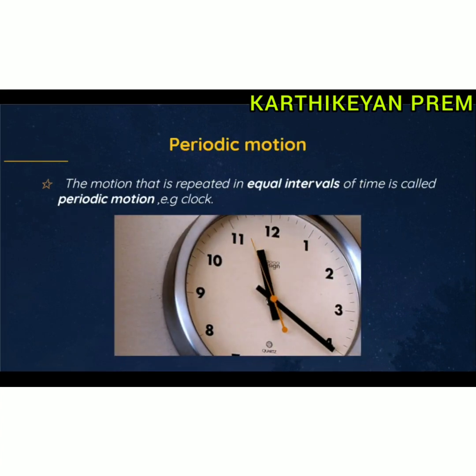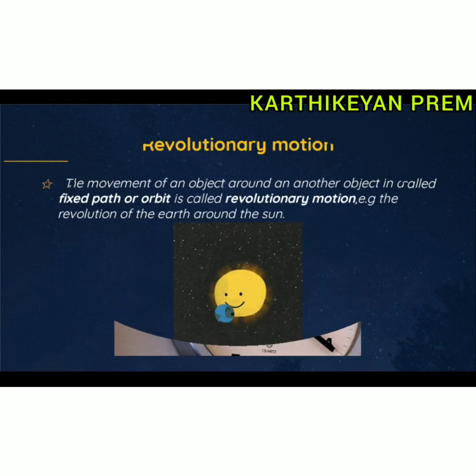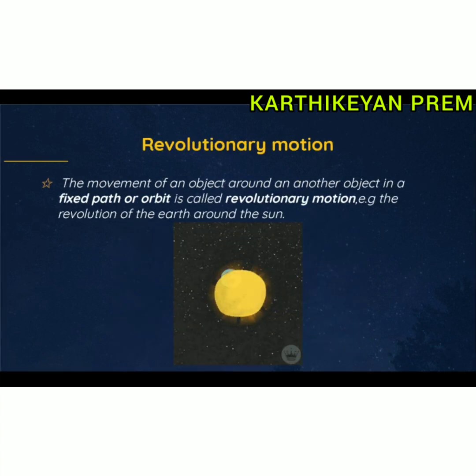Periodic motion: the motion that is repeated in equal intervals of time is called periodic motion. Example, a clock. Revolutionary motion: the movement of an object around another object in a fixed path or orbit is called revolutionary motion. Example, the revolution of the earth around the sun.